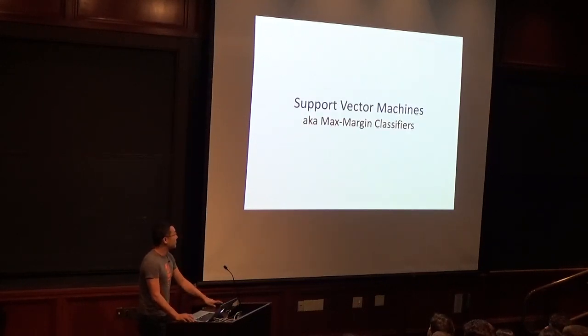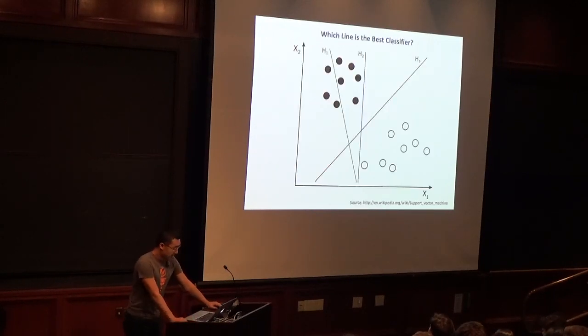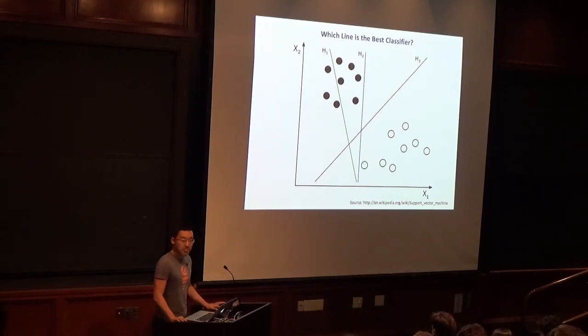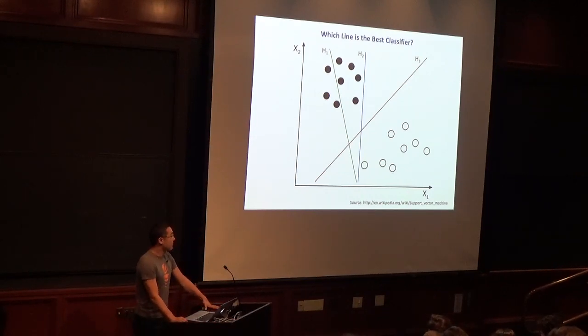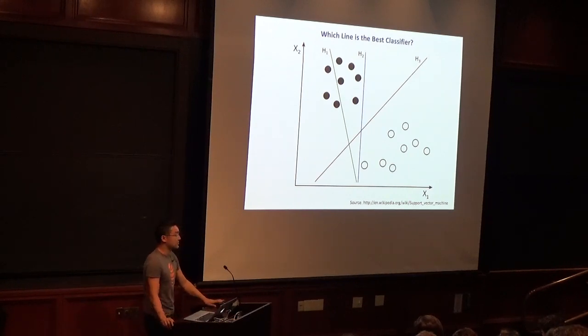So let's talk about support vector machines, which are also known as max margin classifiers. Again, we're going to be talking about classification for the bulk of this lecture, and thinking through different ways of defining surrogate loss functions for 0-1 loss.